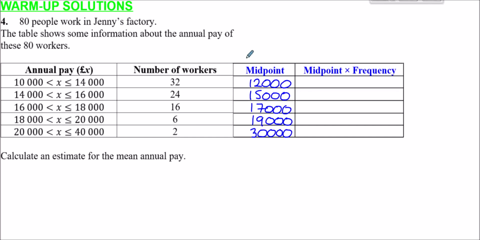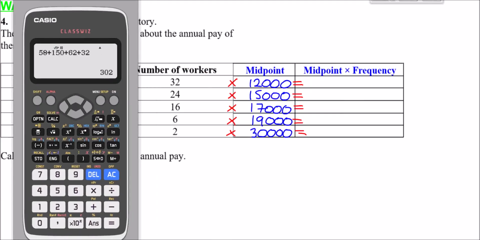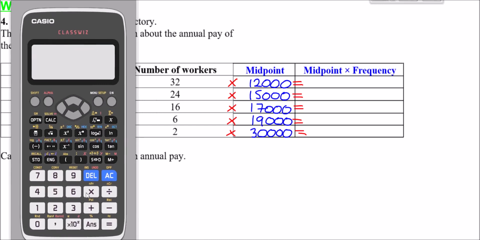Once you've got these midpoints, we then multiply the midpoints by the frequencies for each row. So just simply multiply. Afterwards, we're going to add up to get our totals. So first of all, 32 times 12,000. We'll move this here so we can see what we're doing. So 32 times 12,000, let's see what this gives us. Going to be some big numbers here. We're going to get 384,000.